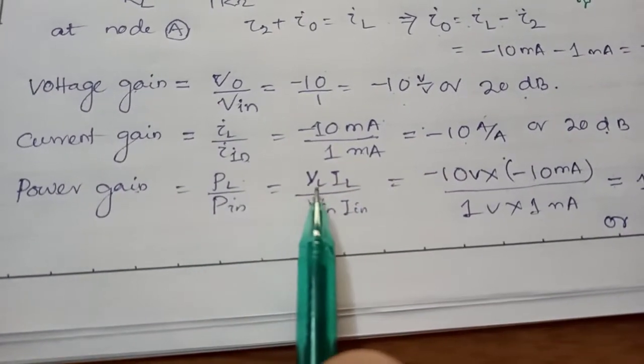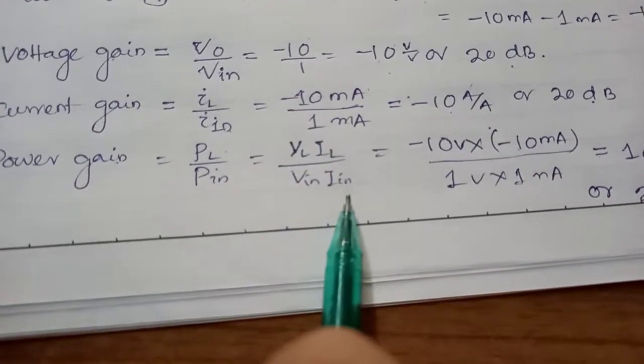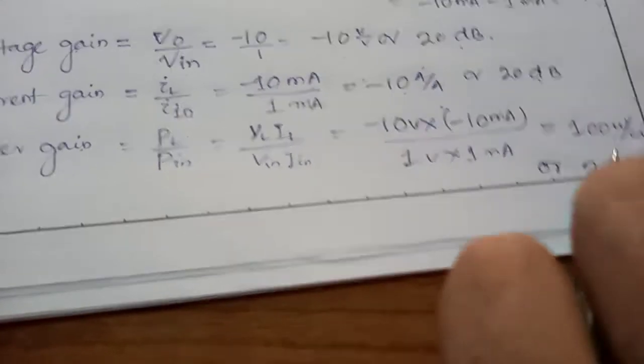So output power can be written as output voltage times output current, that is, across the load, divided by input voltage times input current. So if I put the values in, I will get 100 watt per watt.